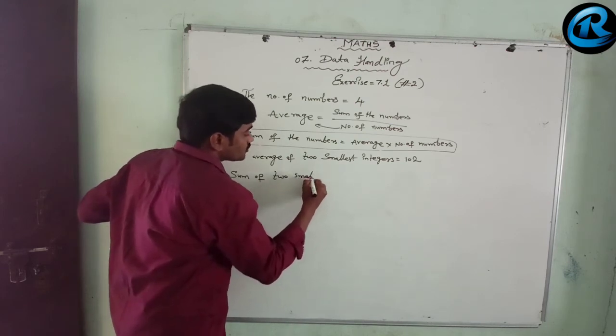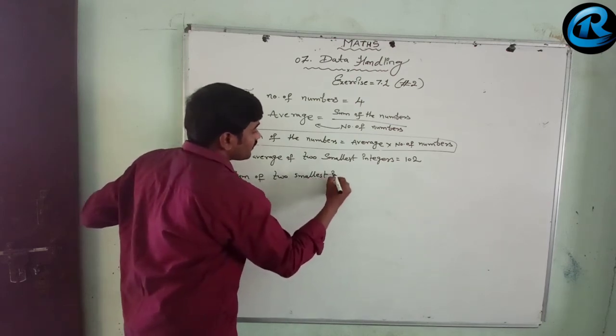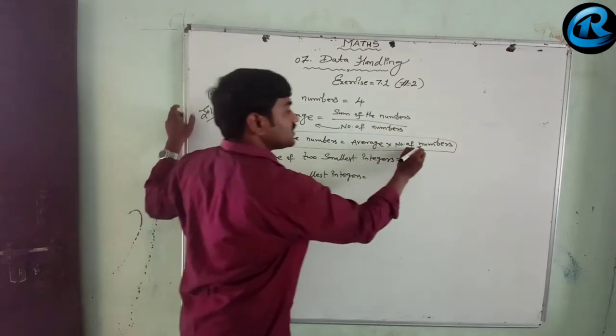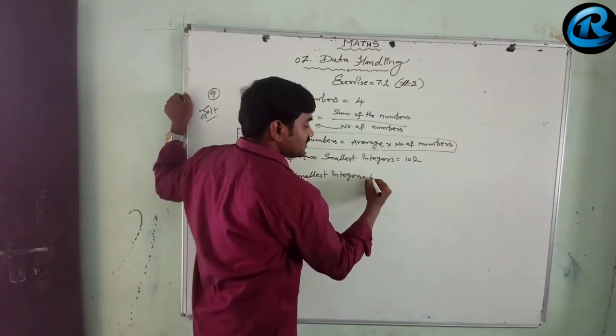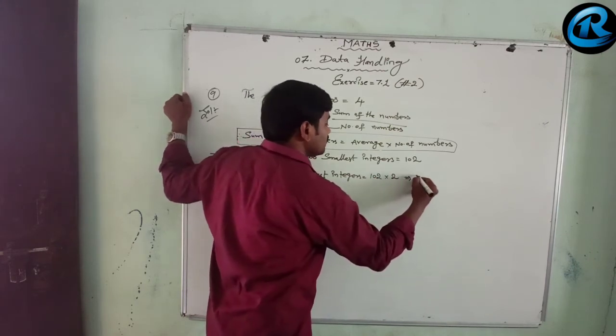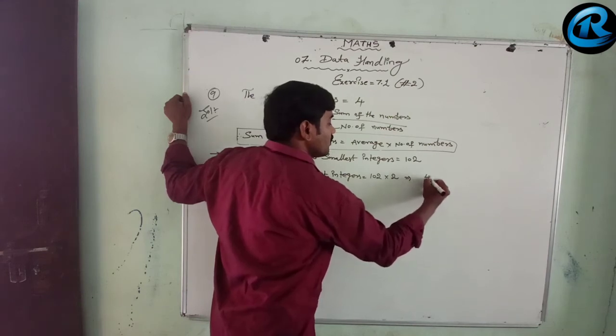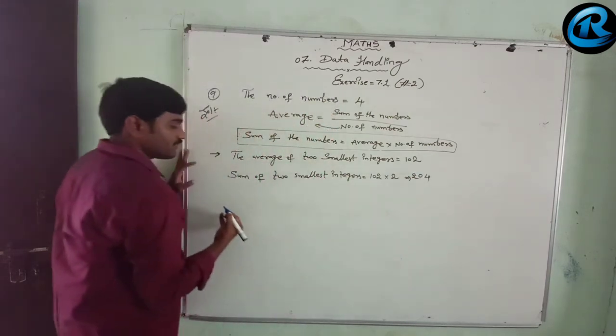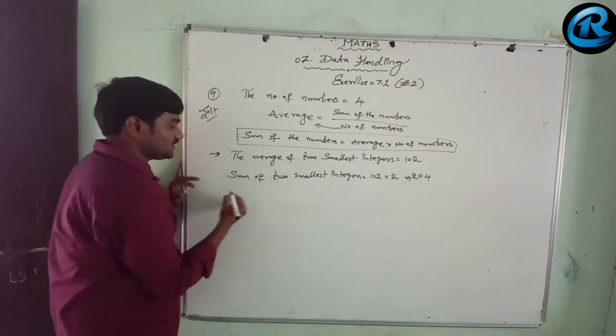Two smallest integers equal to, what is the formula here? Average into number of numbers. Average is 102. Number of numbers are 2. That equals, here 2 2s are 4, 2 0s are 0, 2 1s are 2. That is 204. This is the sum of two smallest integers.